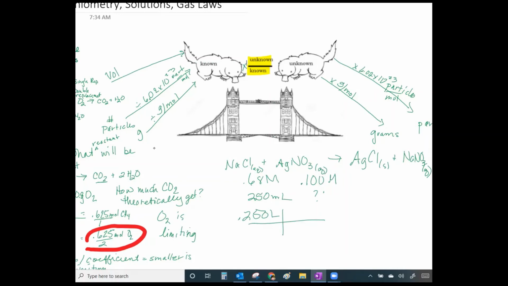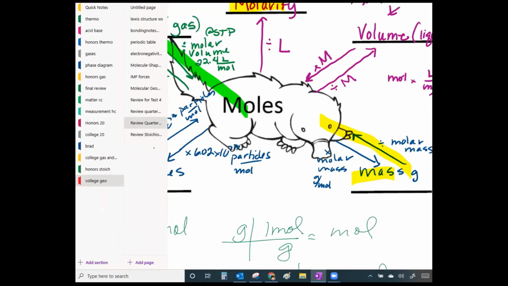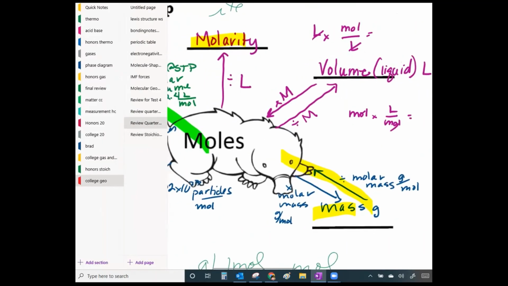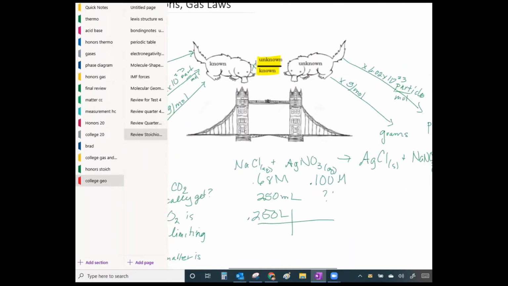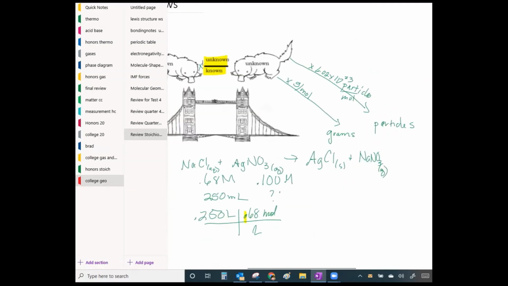How do I go from volume to moles on the mole map? To go from volume to moles, I multiply by the molarity. Okay? So I'm going to go volume times molarity, 0.68 moles per liter. Now I'm at moles.